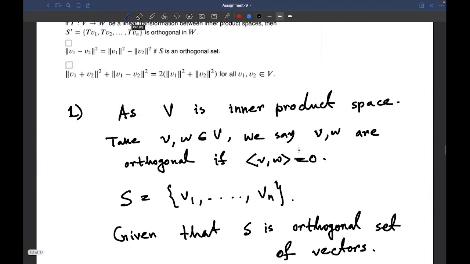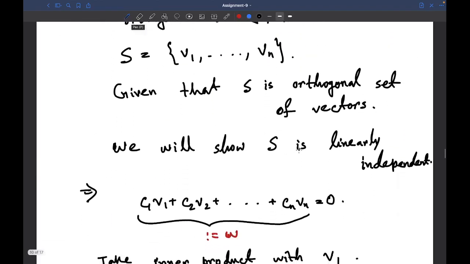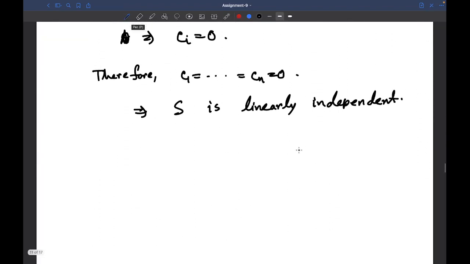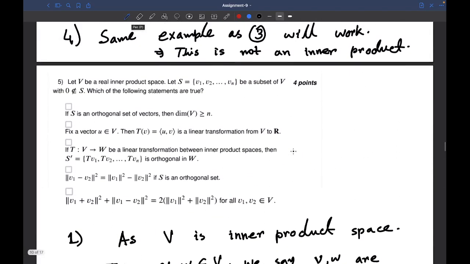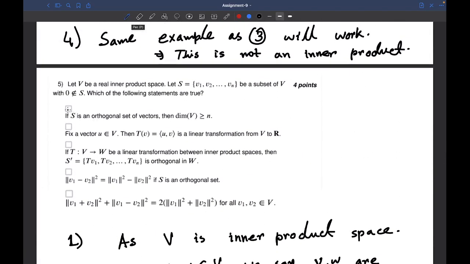Okay, so we have shown that if S is orthogonal, then S is linearly independent. So as S is in V, which implies dimension of V is greater than or equal to n, right? So option number 1 is correct. If S is an orthogonal set of vectors, then S is linearly independent, and therefore dimension of V is greater than or equal to n. So the first option is correct. Now let's check the next option.